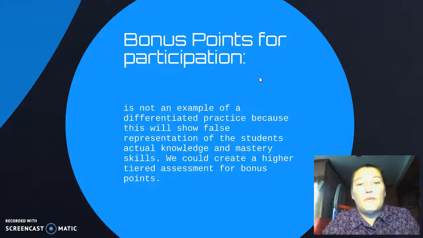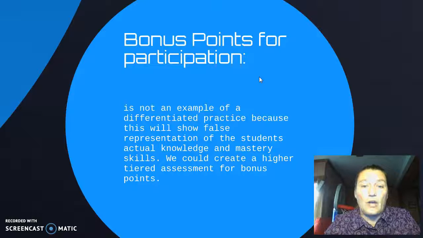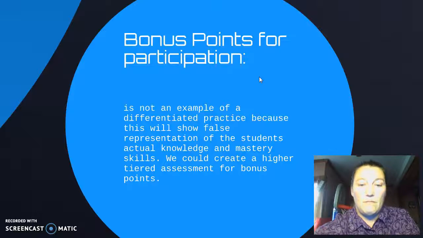C, bonus points for participation. Obviously, this is not an example of differentiated practice because this will show a false representation of the student's actual knowledge and mastery of skills. We could create a higher tiered assessment for bonus points.